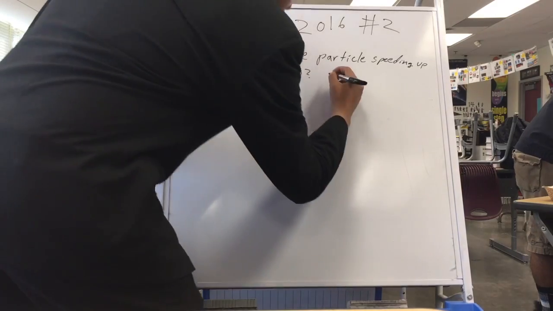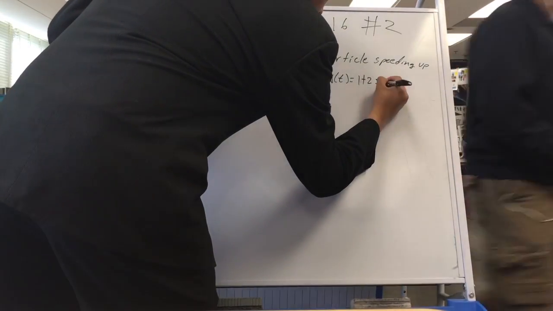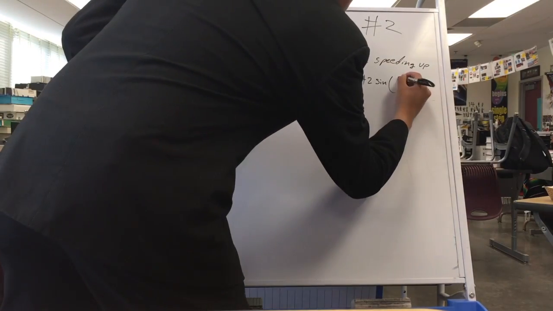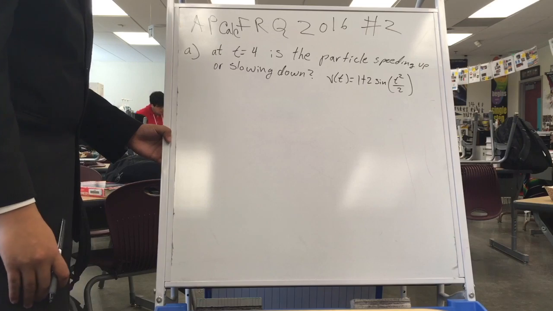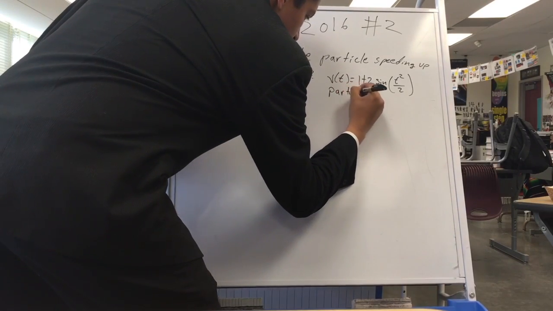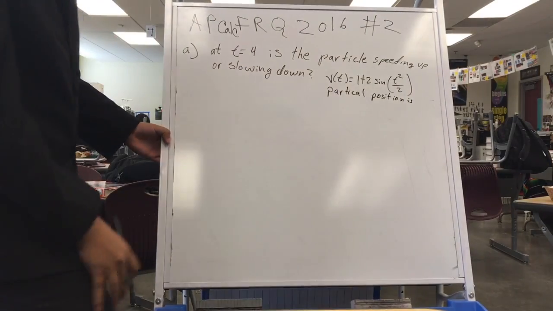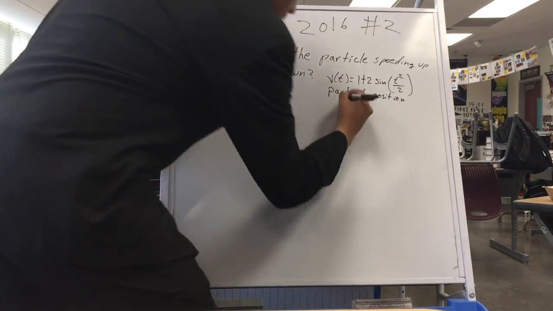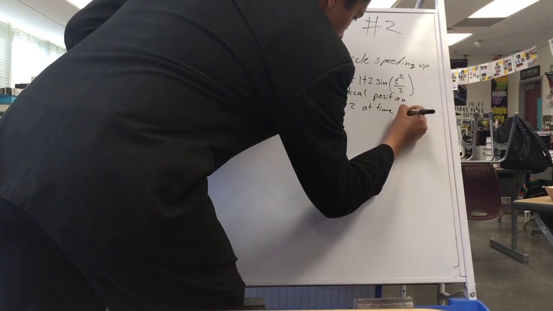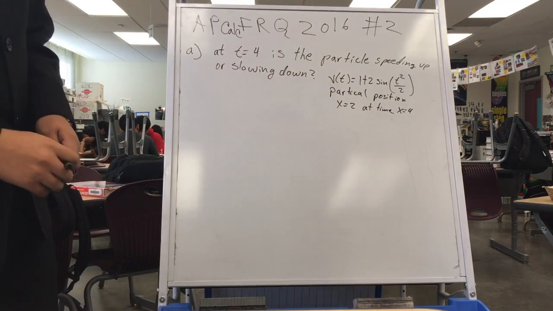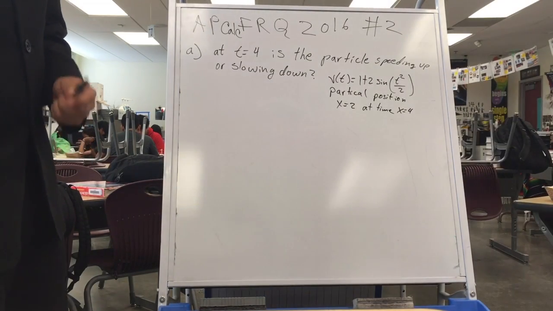Question number 2 states: for t greater than or equal to 0, a particle moves along the x-axis. The velocity of the particle at time t is given by v(t) = 1 + 2 sin(t^2/2). The particle is at position x = 2 at time t = 4.